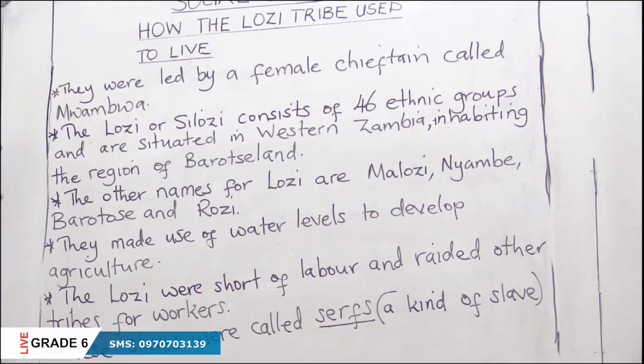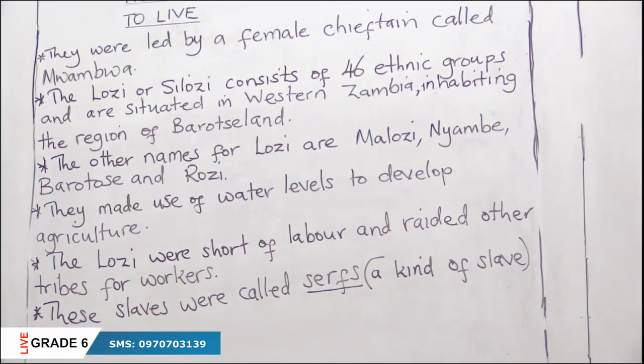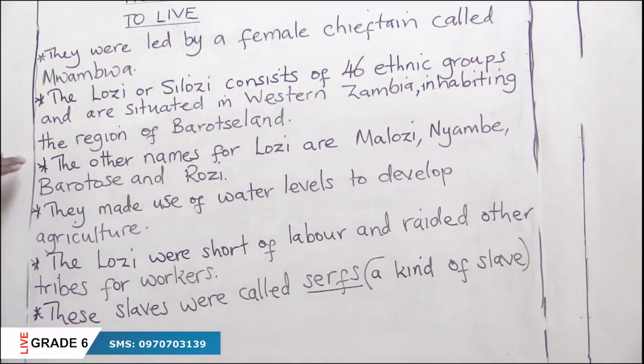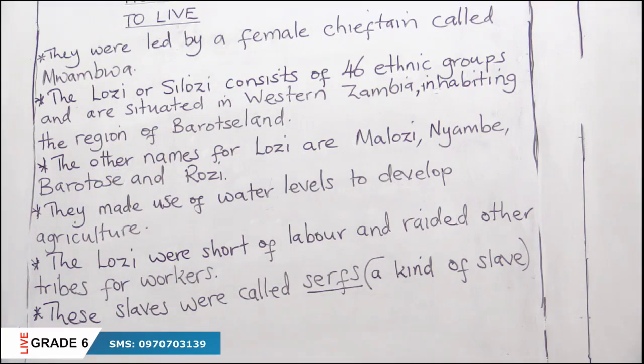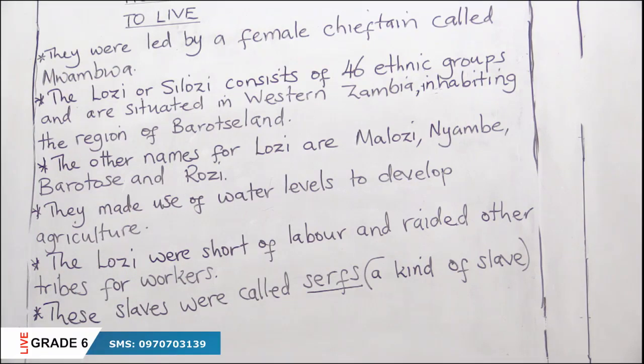These are the Lozi people who were led by a female chieftain called Mwambwa. The Lozi, or Silozi, consist of 46 ethnic groups and are situated in Western Zambia, inhabiting the region of Barotseland.